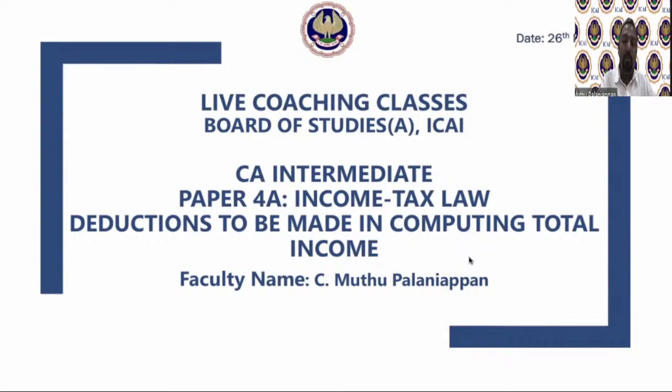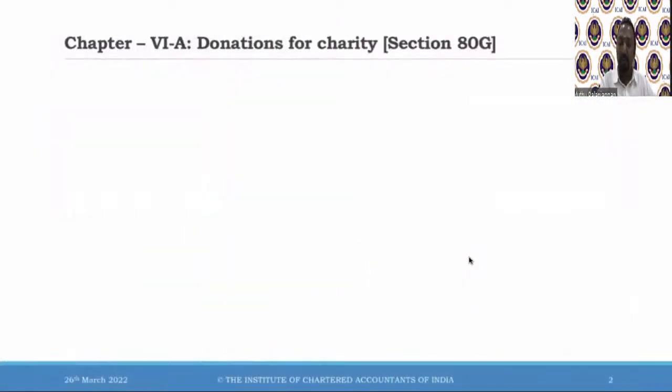We are going to continue with the rest of the deductions, whatever is remaining in chapter 6A, in this session. One of the important sections that we'll be covering today is 80G. So 80G is basically a donation. You can remember it as a gift, okay? It is basically contributing something for charity purposes, a donation.